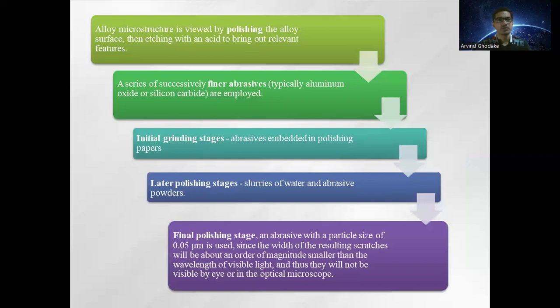Then, microstructure. The alloy microstructure is viewed by polishing the alloy surface, then etching with an acid to bring out relevant features. A series of successively finer abrasives, typically aluminum oxide and silicon carbide, is employed. In the initial grinding stage, abrasive is embedded in polishing papers. Then in the later polishing stage, slurries of water and abrasive powders are used. In the final polishing stage, an abrasive with a particle size of 0.05 micrometer is used, since the width of the resulting scratches will be about an order of magnitude smaller than the wavelength of visible light, and thus they will not be visible by eye or in the optical microscope.